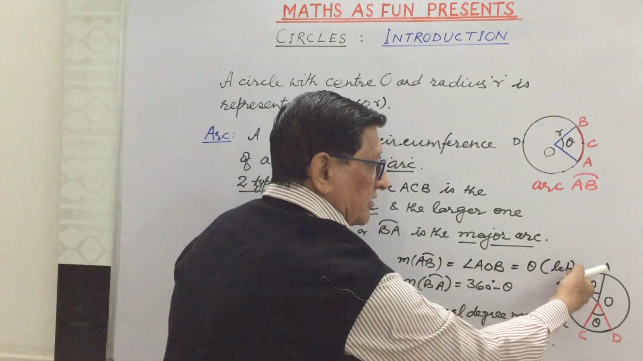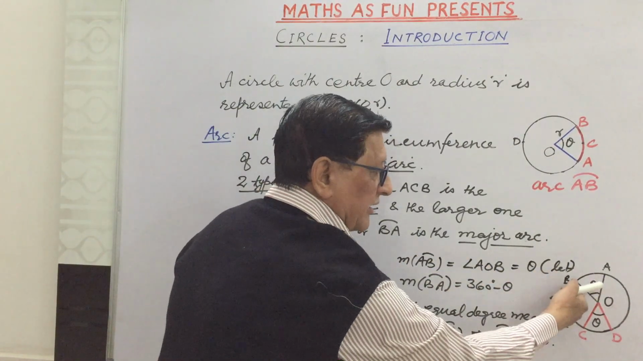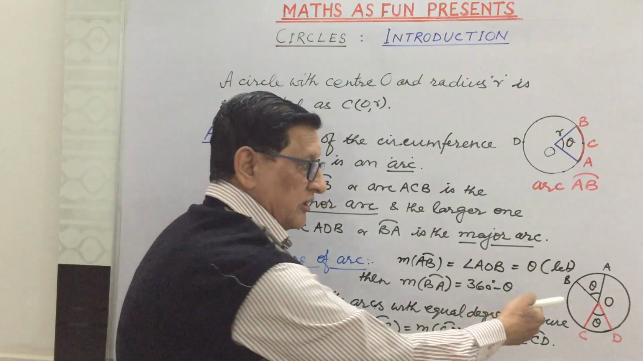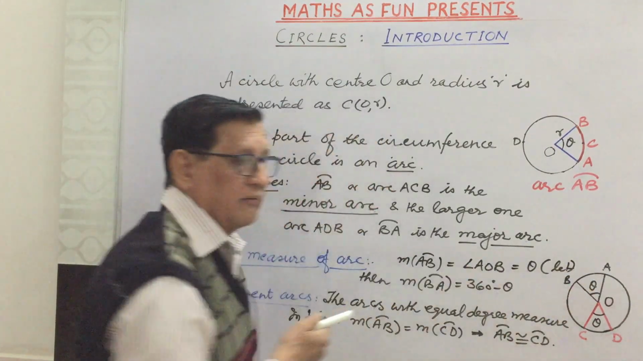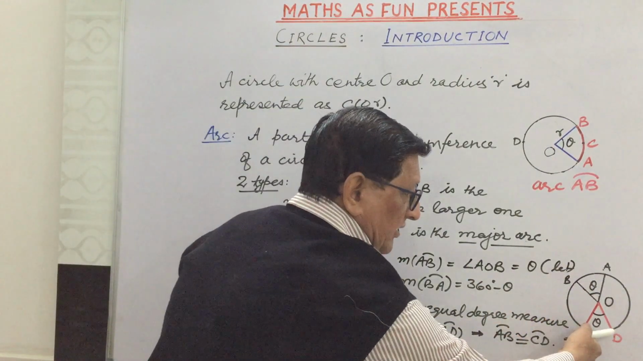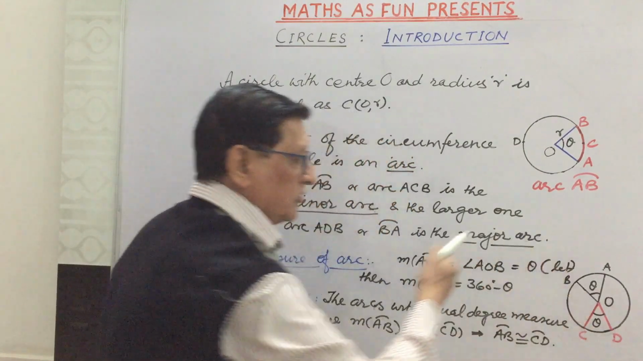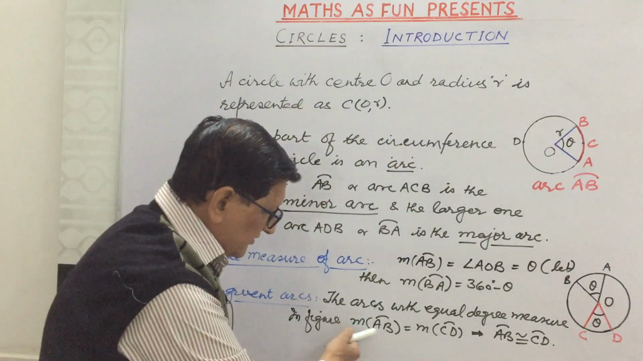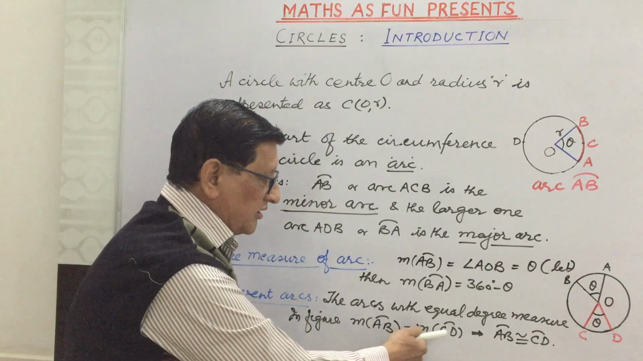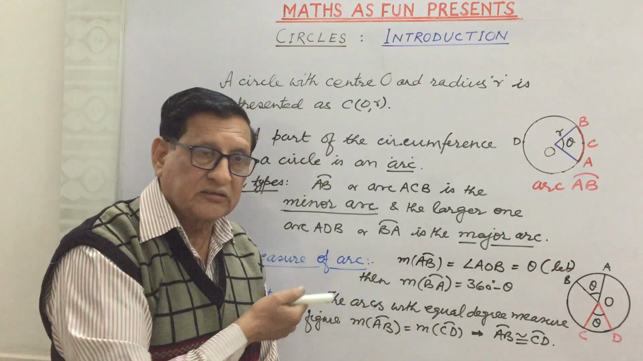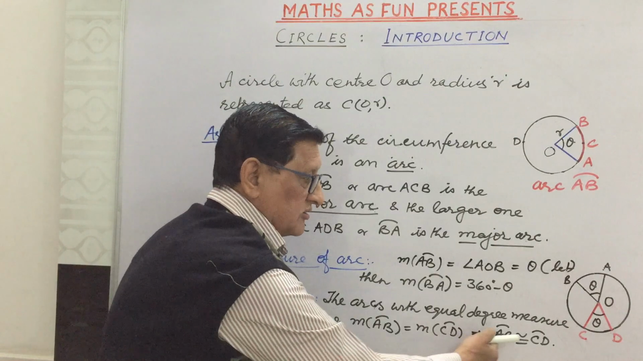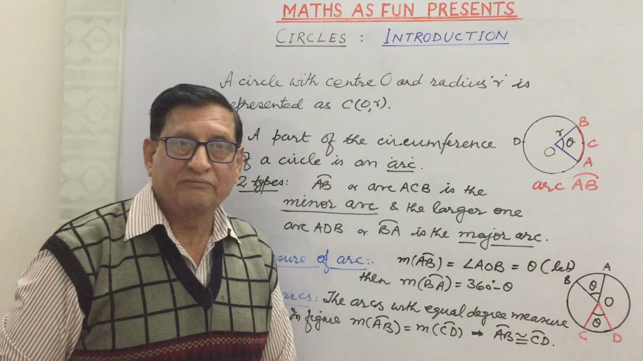So here we have an arc AB. This is subtending an angle theta at the center. It means the degree measure of AB is theta. The same way CD is another arc and its degree measure is also theta. So the degree measure of arc AB is equal to the degree measure of arc CD. That's why we say AB is congruent to CD.